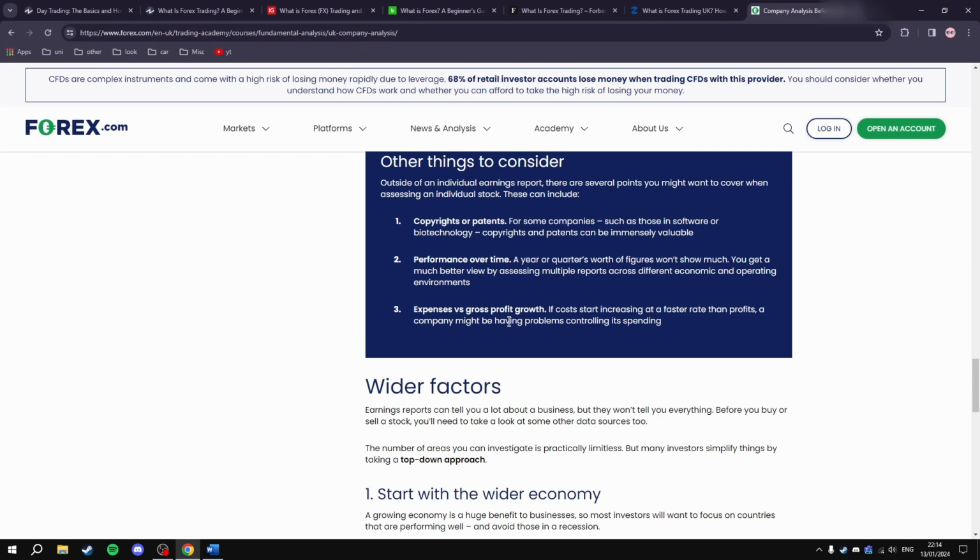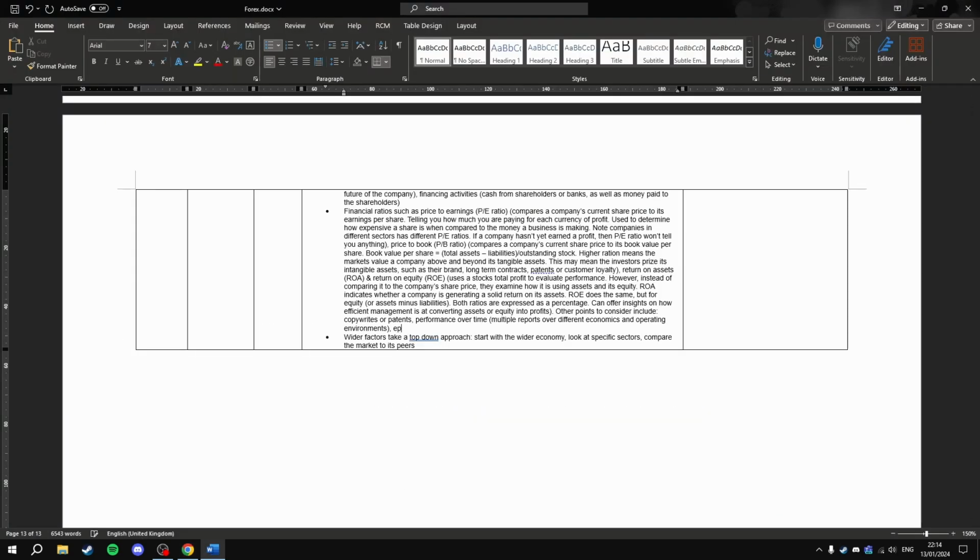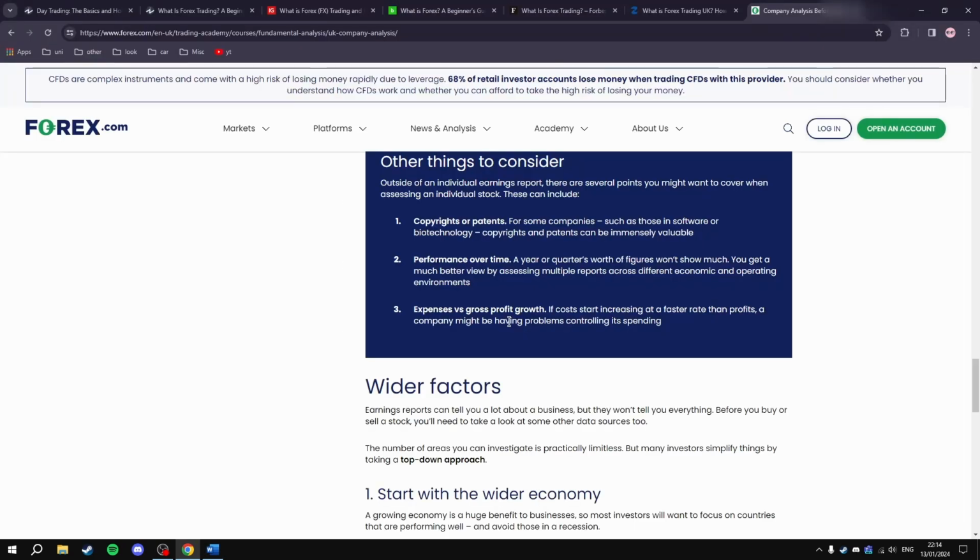Expenses versus gross profit growth. If costs start increasing at a faster rate than the profits, a company might be having problems controlling its spending.